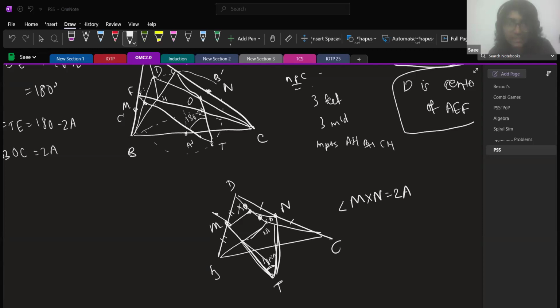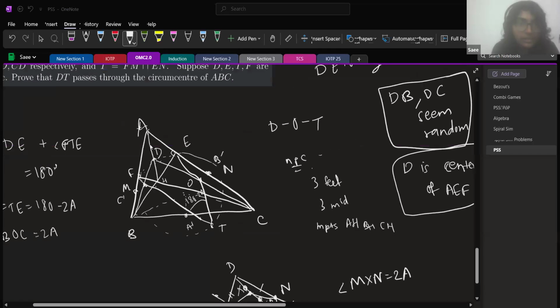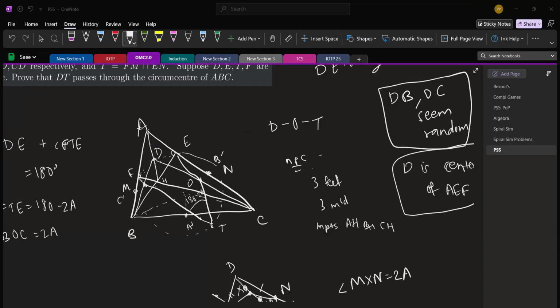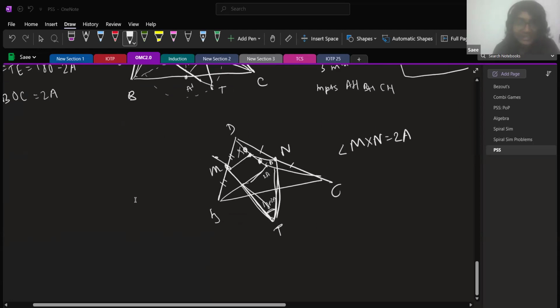So the claim here is that if you look at the midpoint of DO, call it X, then MXNT is cyclic. How did we prove FD equals 2A? FD is 2A because D is the center of AFE. And D is the center of AFE because these two are 90 degrees and it's the midpoint of AH.